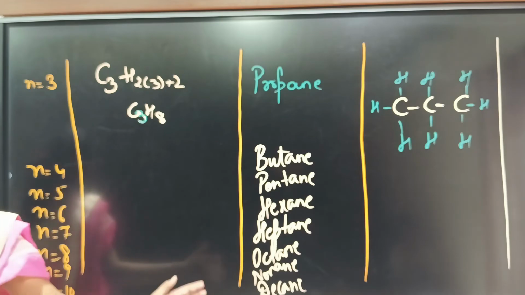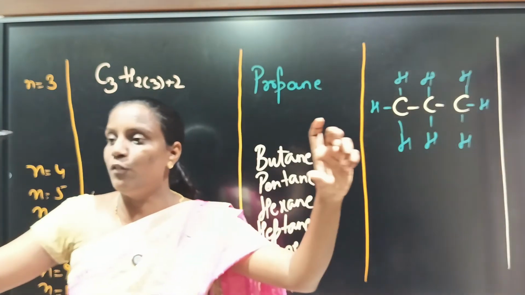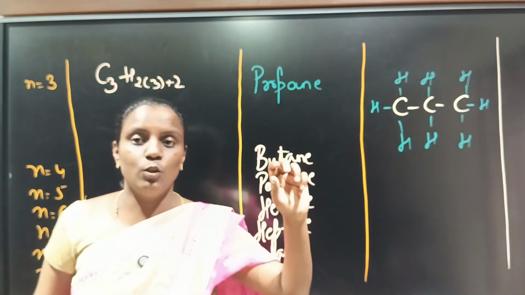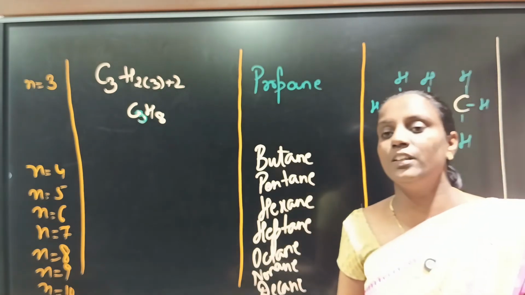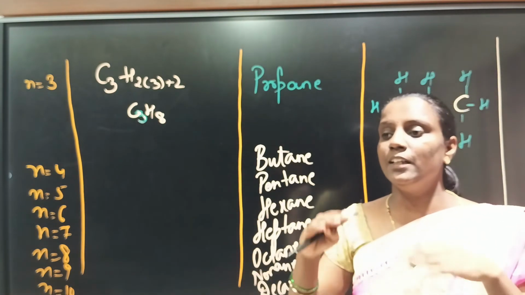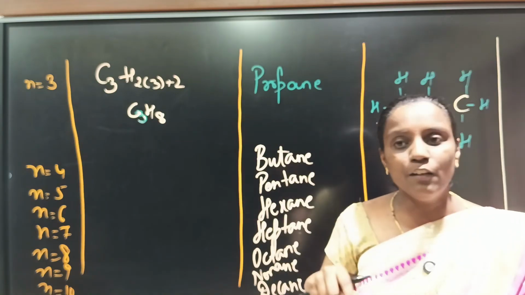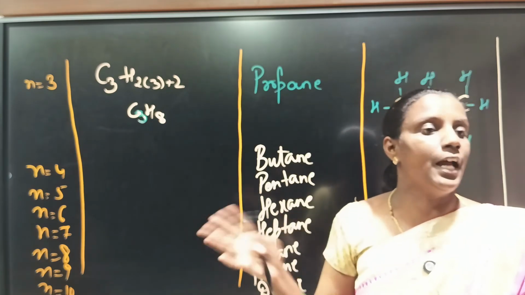Fine. Now whatever I have shown you, all the C are in a linear form, right? So as we go after studying alkenes and alkynes, we also go with different types of structures. That is, it will be in a ring form or a hexagonal form, or it will be of a branch type.